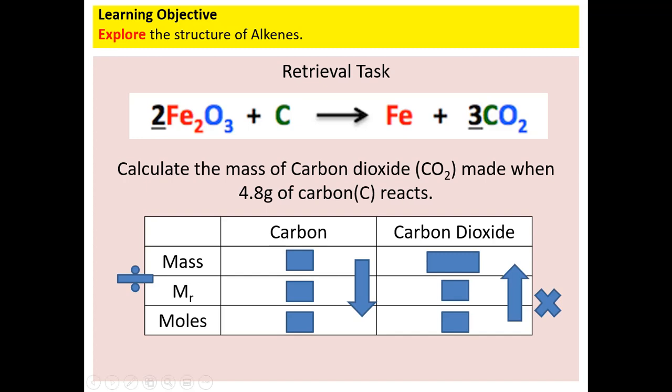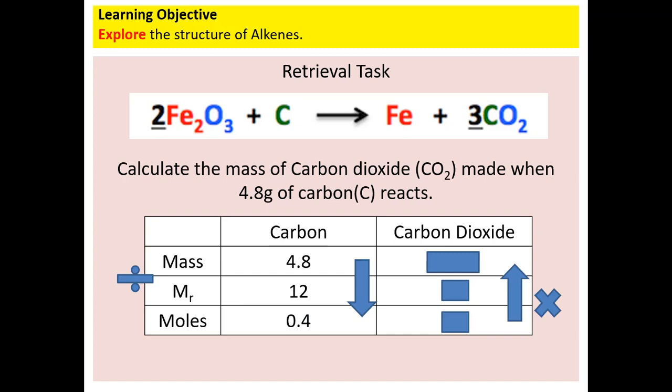So carbon has a mass of 4.8. We've got that from the question. The relative formula mass of carbon, or the relative atomic mass, because it's just an element, is 12. And then to get the moles, you do the mass divided by the relative atomic mass, which gives us 0.4.